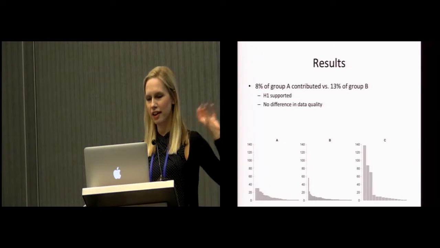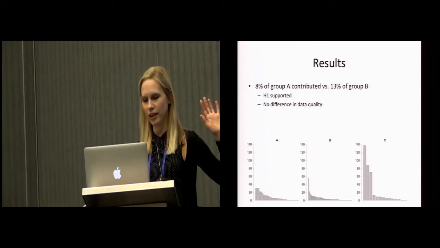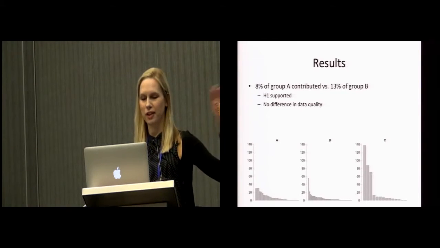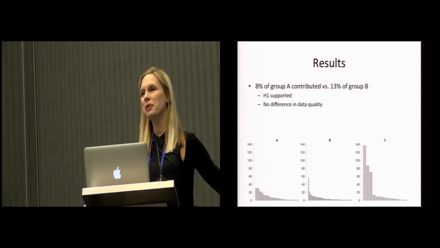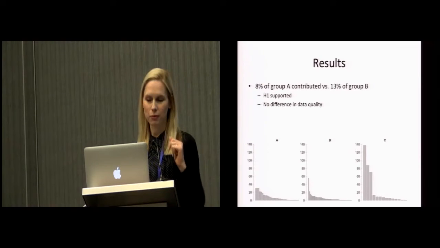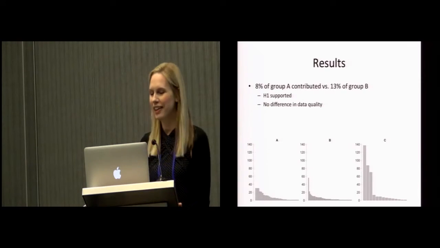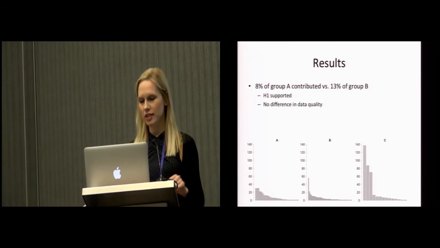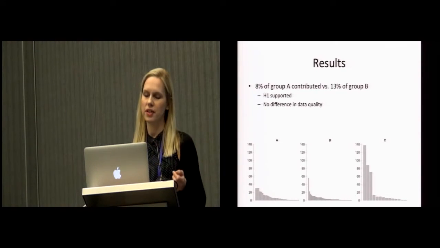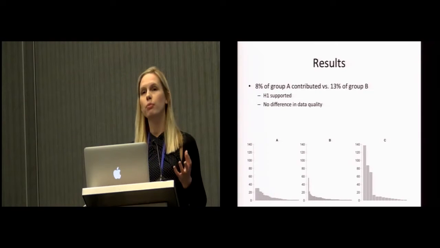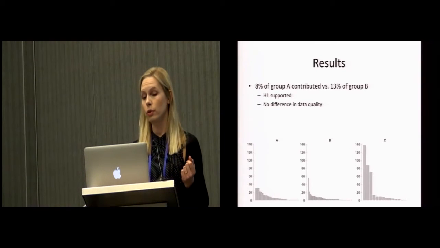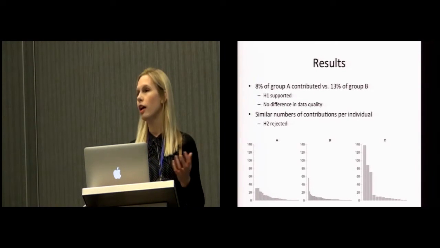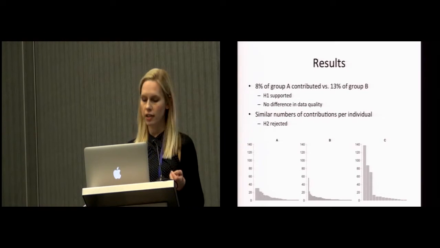So here you can see the distribution of the number of contributions made by individuals in each group, and the distribution will be familiar to any citizen science people here, the long tail. So even though in Group C it looks like we've got some really high contributors there, in fact the average number of contributions made by people in these 3 groups was not significantly different. It was quite similar. So we reject hypothesis 2 in this particular situation.